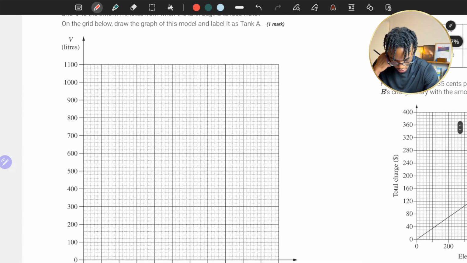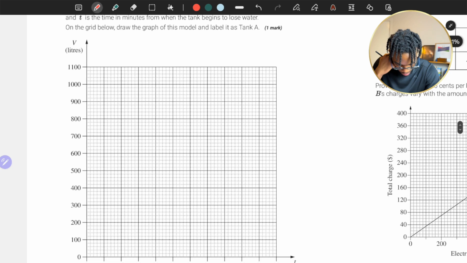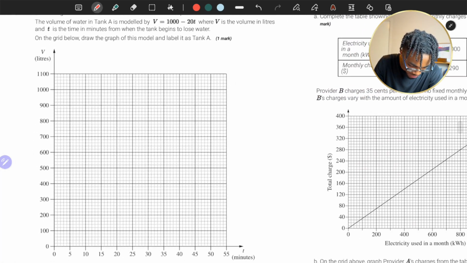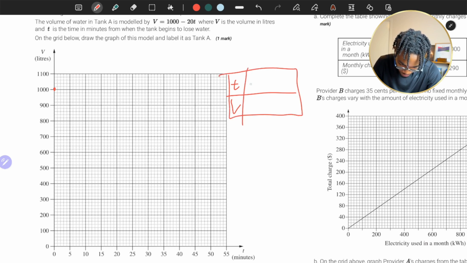Right, we could do it the first way of just plotting the points. So we could just plot this and then just go down 20, right, and across 1. Do that for the whole thing, but I'm just going to write a table of values because I think it's quicker. Right. So we have T and V. Put it for different points. So let's put it for 10, 30, and 55.